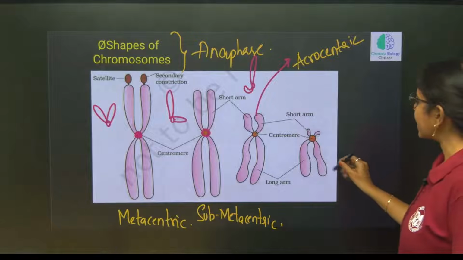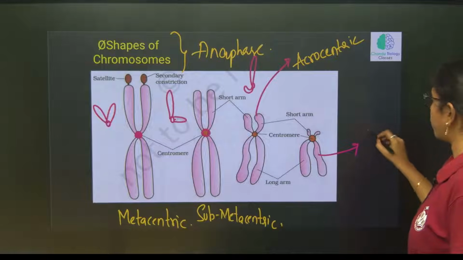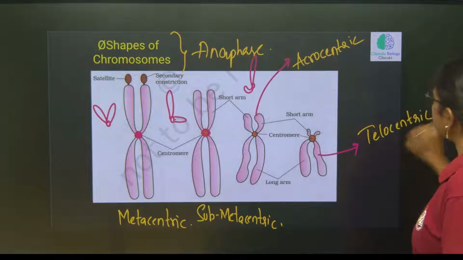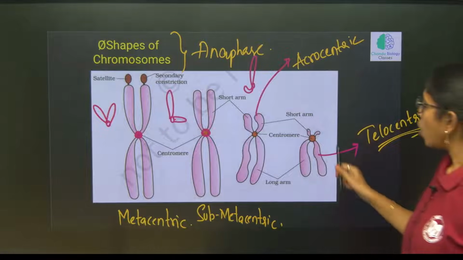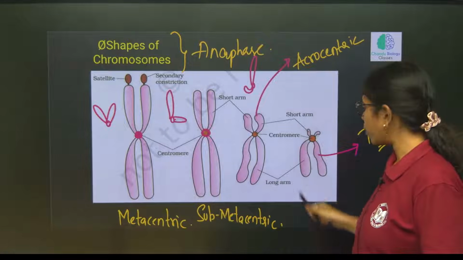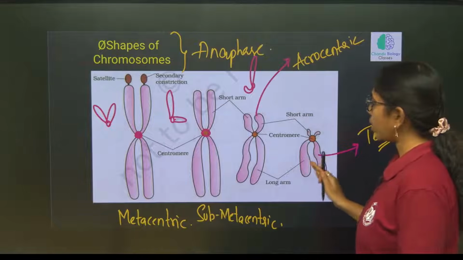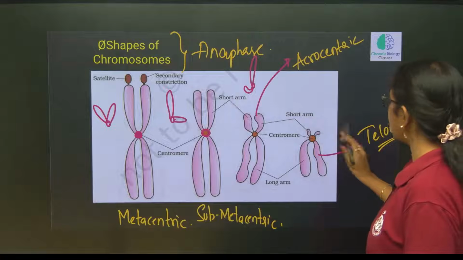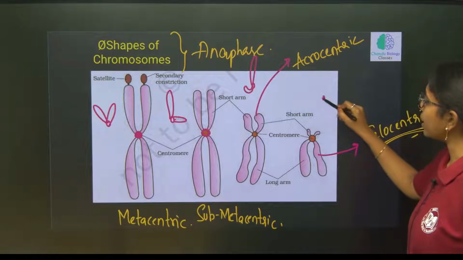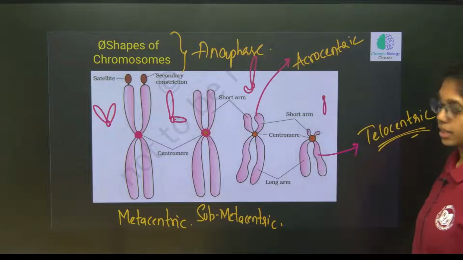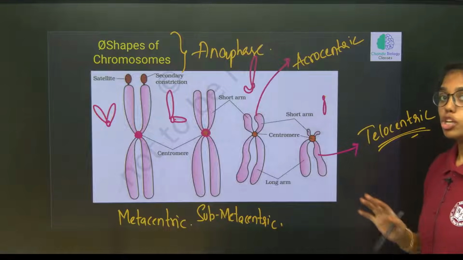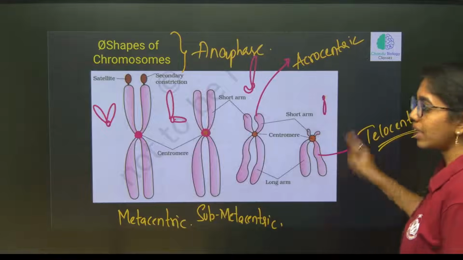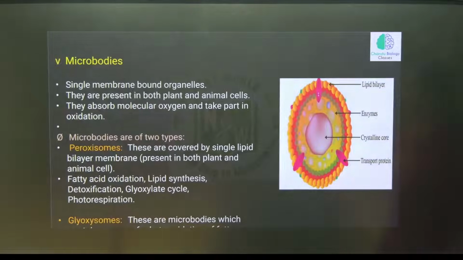And lastly, it is the telocentric chromosome. Telocentric chromosome, you can see one negligible short arm and one very long arm. This is the telocentric chromosome, and the shape is I shaped. Okay, like this. One arm is negligible. So, these are the shapes of the chromosomes, which you will clearly observe during the anaphase of cell division.